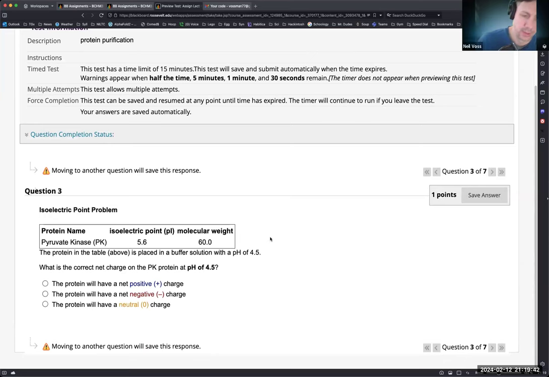I don't know if I put the challenge one on this one too. Pyruvate kinase has an isoelectric point of 5.6 and a molecular weight of 60. The protein of the table above is placed in a buffer solution of pH 4.5. It's important to note, if pH is less than the pI, then it is positive. Gosh, this is one of those things I like to double check. If the pH is greater than the isoelectric point, then the protein is negative.